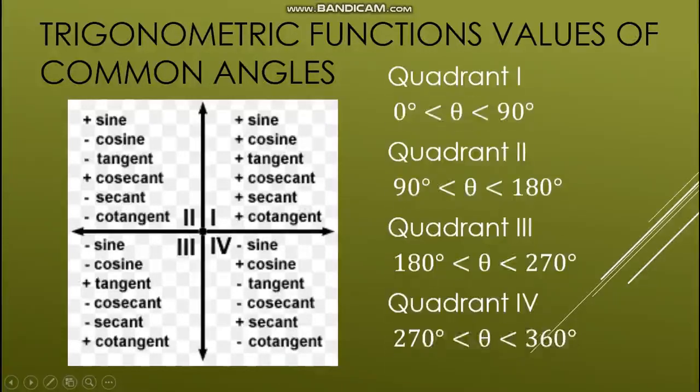And remember, in quadrant 1, theta is between 0 to 90 degrees. Second quadrant, theta is between 90 to 180 degrees. And the third quadrant, that is angle is between 180 to 270 degrees. And on the fourth quadrant, we're referring to an angle that is between 270 to 360 degrees. Okay? Ano pa ang kailangan natin?